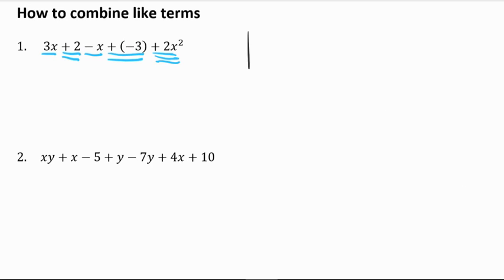So now I'm going to make my columns on the side over here. And I'm just going to write what's grouped together to make it a little bit easier. So I'll start with 3x. And then minus x is a like term, and I know that because they both have 1 line underneath. Next, I have my units, so I have plus 2 and plus negative 3. So these two go together. And then lastly, the plus 2x squared is just all on its own.